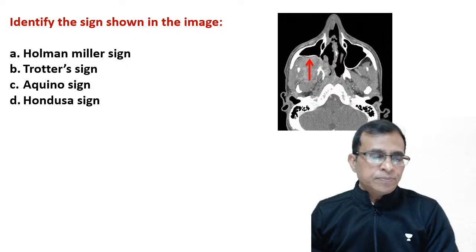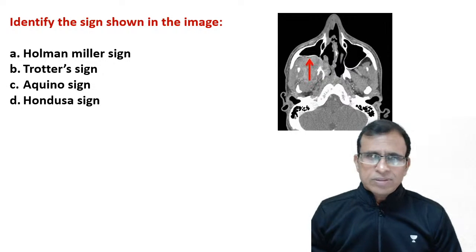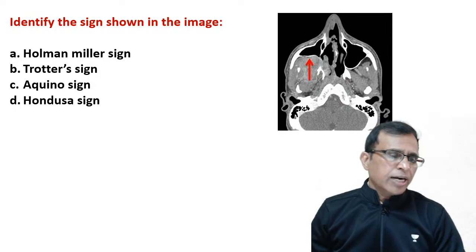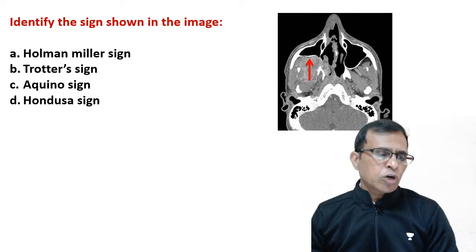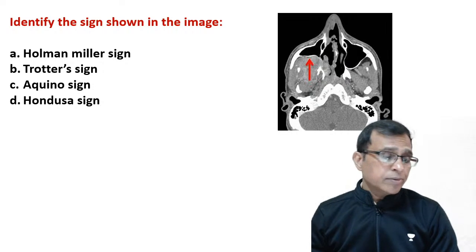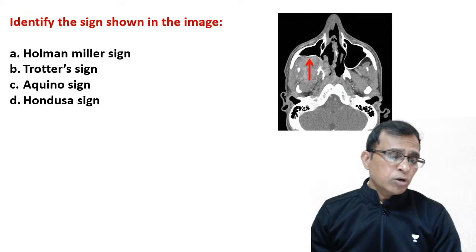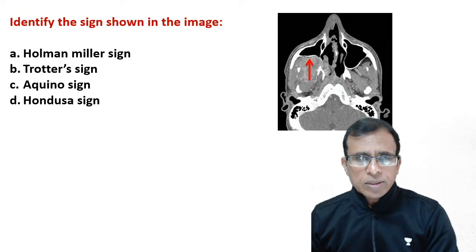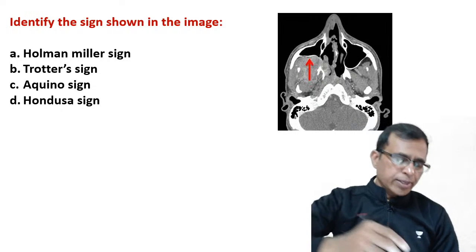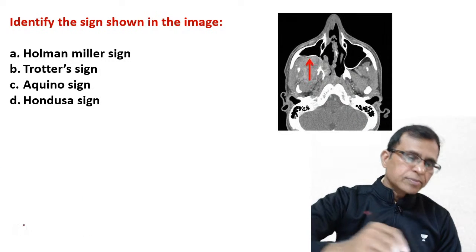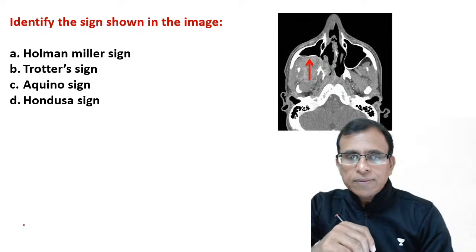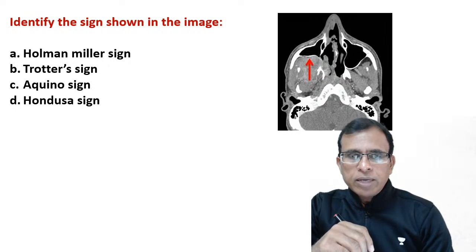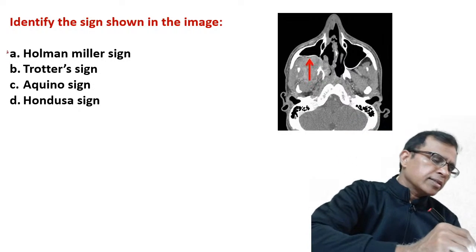Next question. Now, I've shown this image so many times in every lecture. Identify this image. Is it Holman-Miller sign, Trotter's sign, Aquino sign, or Hondusa sign? I think Trotter's was not given in the choices, whatever was there. I'm sure everybody can answer this question straight away. What is the answer? Holman-Miller is the correct answer.